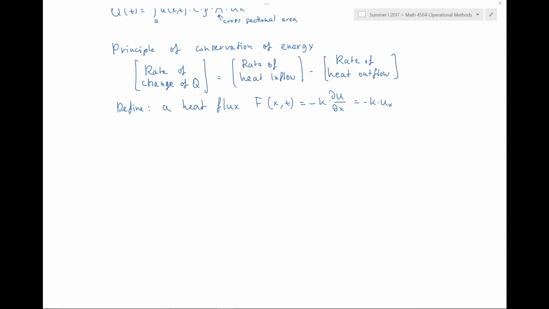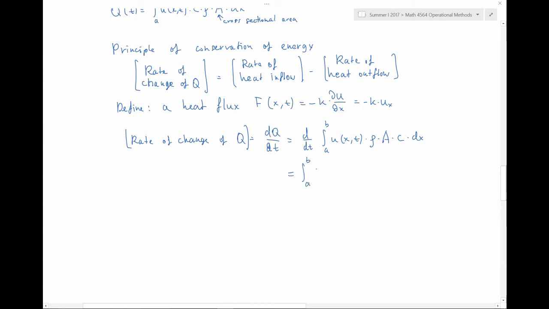So, using the principle of conservation of energy, we can say that the rate of change of Q is the derivative of Q with respect to time, which means that I have to take the derivative of the integral from a to b of u of x, t times density times the cross-sectional area times the specific heat, dx. The time derivative can migrate inside the integral, and the integral goes from a to b. But now the function u depends on two variables, and therefore the time derivative becomes a partial derivative.